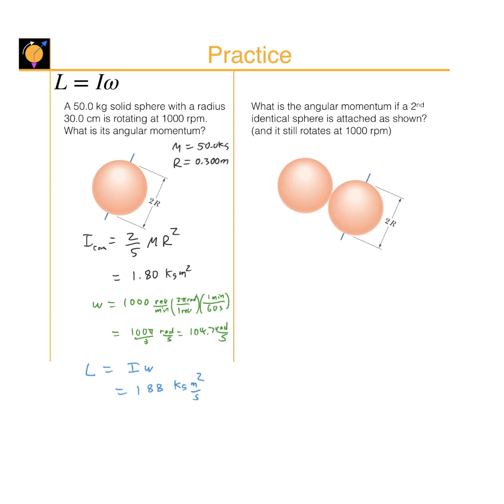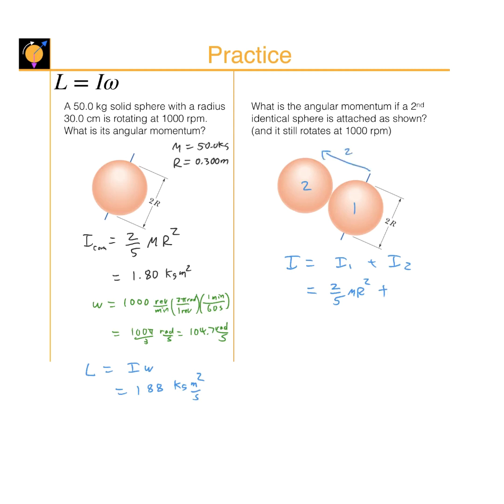Now let's say we added a second sphere and we attach it to the first one, and we're rotating around the axis of this one. So now we need the moment of inertia of this whole thing. So sphere 1, sphere 2. So the moment of inertia is going to be the moment of inertia of sphere 1 plus the moment of inertia of sphere 2. The moment of inertia of sphere 1 is easy. That's just the same as the first one, right? It's going to be 2/5 mr squared. The moment of inertia of sphere 2, we have to use the parallel axis theorem, right?